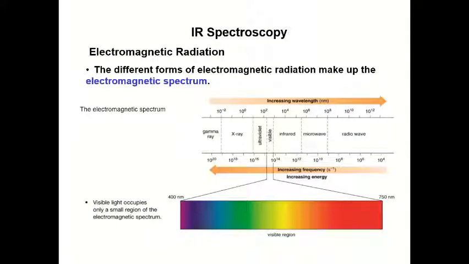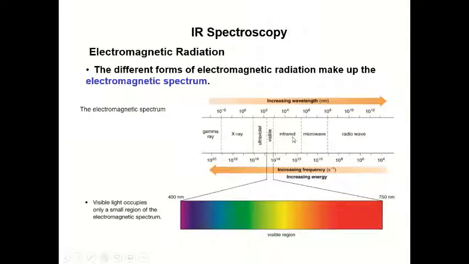As you can see from this diagram, the light that our eyes see, the visible region, is but a small part of the broad spectrum of electromagnetic radiation. On the immediate high energy side of the visible spectrum lies the ultraviolet, and on the low energy side is the infrared.